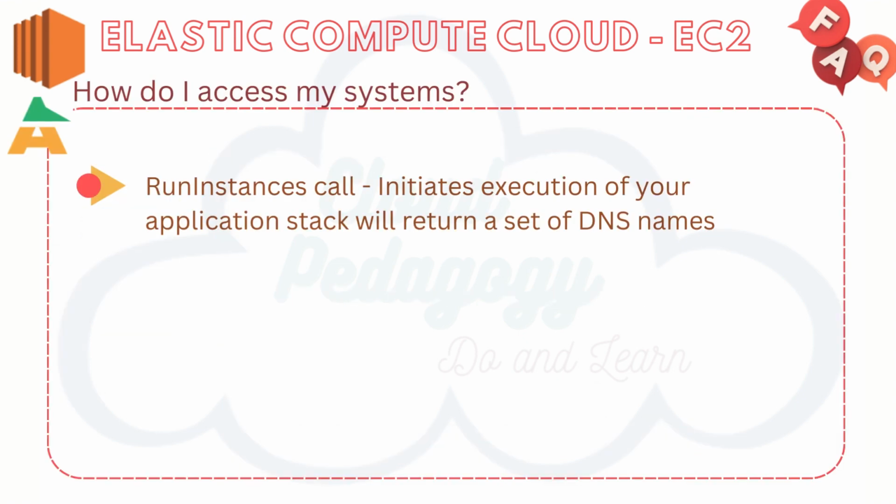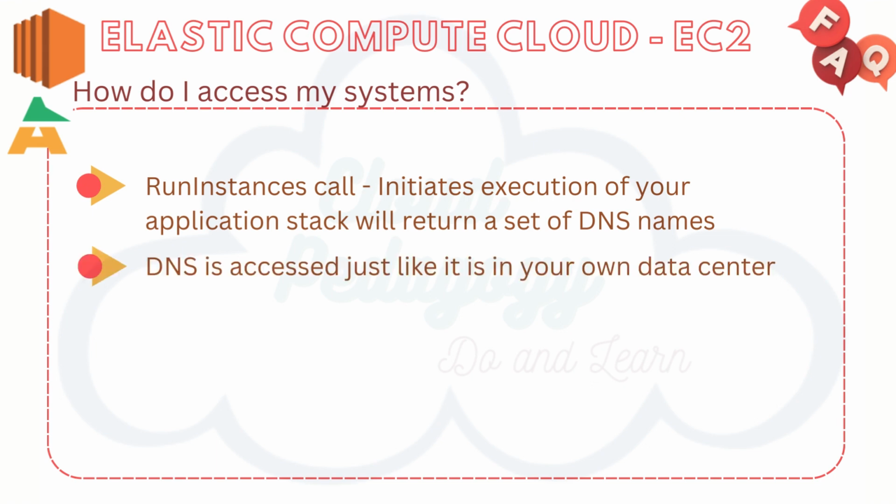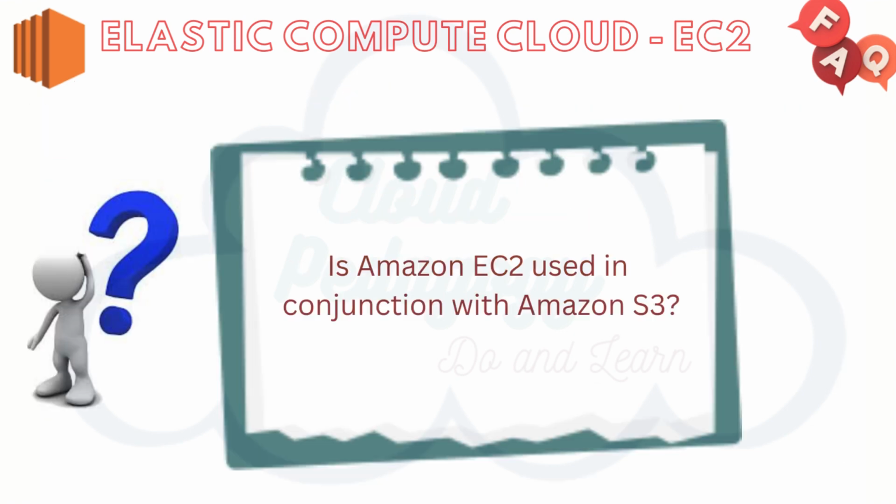The run instances call initiates execution of your application stack and will return a set of DNS names, one for each system that is being booted. This name can be used to access the system exactly as you would if it were in your own data center. You own that machine while your operating system stack is executing on it.